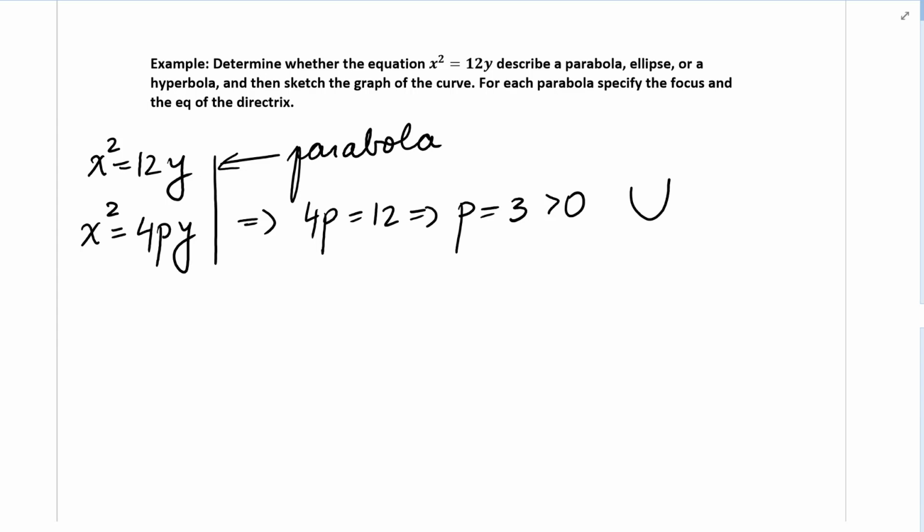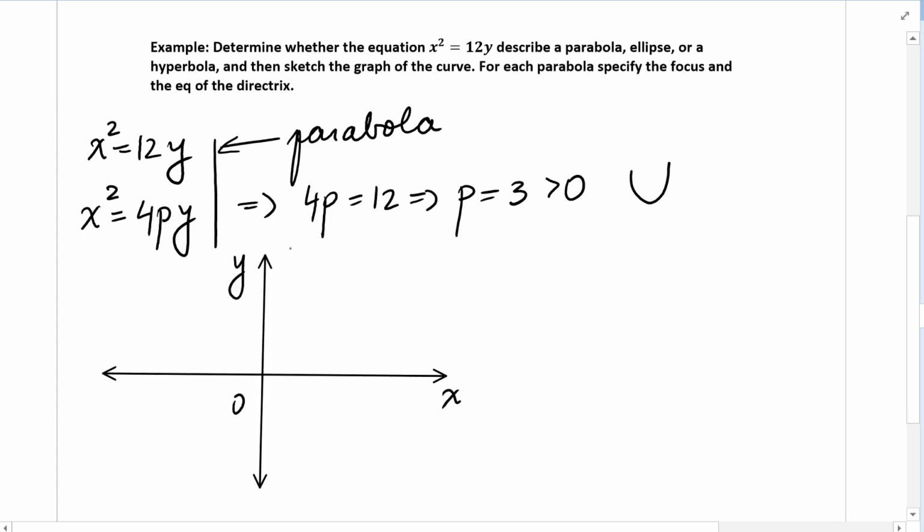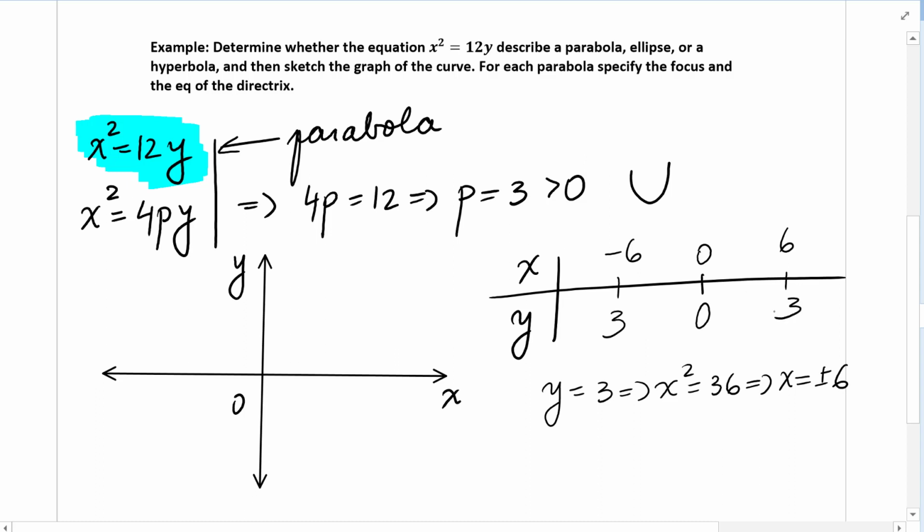So let's sketch the graph. The coordinate plane is here. I'm going to give values, so let's make a table, x and y. We are trying to graph x squared equals 12y. If x is 0, y is 0, so it's centered at the origin. Now if y is 3, we get x squared equals 36, which makes x equal plus or minus 6. So -6 and 6 both produce 3. So -6 is here, gives us 3. The origin is a point on the graph, and the opposite, (6, 3). If we connect the points, we get the graph of the parabola, which is opening up.